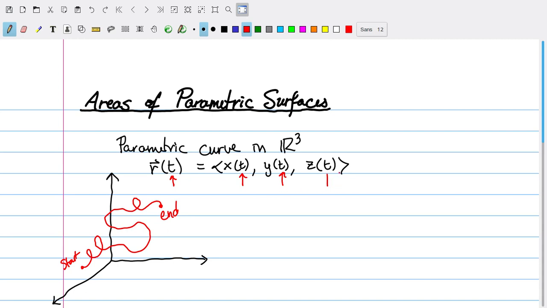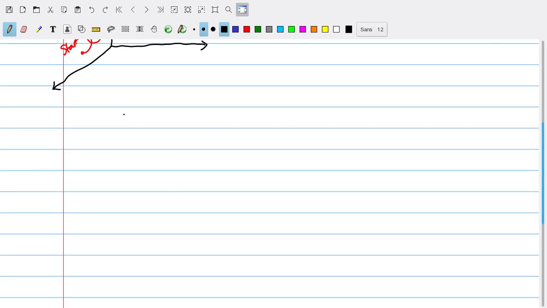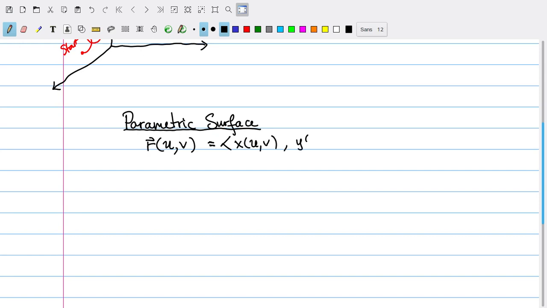For a parametric surface, the big difference here is that we're going to have two different parameters. So for a parametric surface, I'm looking at a function r, which is not a function of t, but rather a function of two variables, u and v. And it has values, which are x of u and v, y of u and v, and z of u and v.